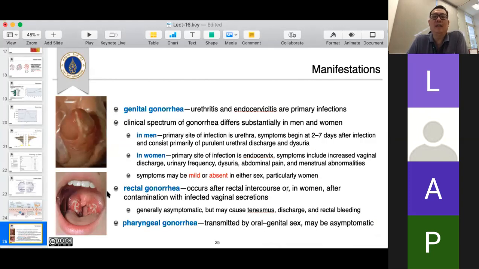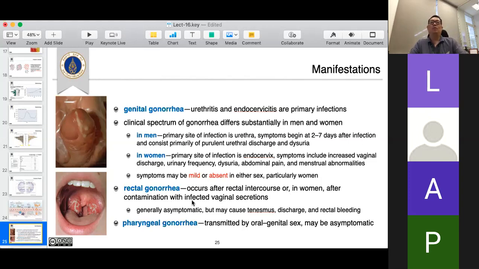Some patients can get infected in the rectum. You probably shed pus from the rectum also. It can happen in females or in homosexual males. That's the kind of risk, okay? By rectal intercourse, something like that.